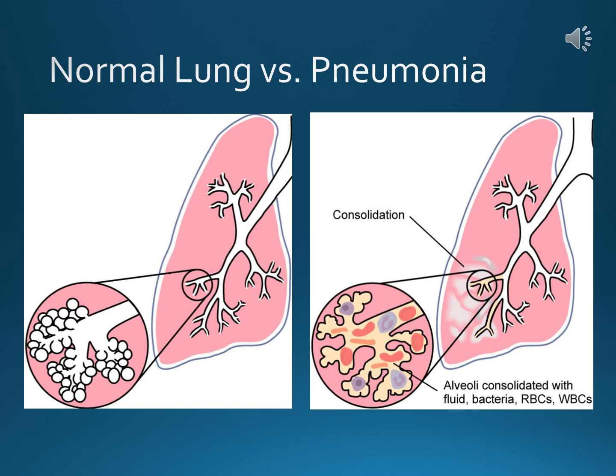So here again is another diagram comparing the normal lung with its healthy alveolar sacs to a lung that has pneumonia. So you see the area of consolidation there, which is what you saw as that white area on the chest x-ray a few slides back. And if you look at the little circle that's blown up, what you see are the alveoli that are consolidated and filled with fluid, bacteria, red blood cells, white blood cells, all manner of stuff that makes up the exudate. This decreases the area for gas exchange, and this is what makes pneumonia such a dangerous condition for people who already have chronic lung disease.